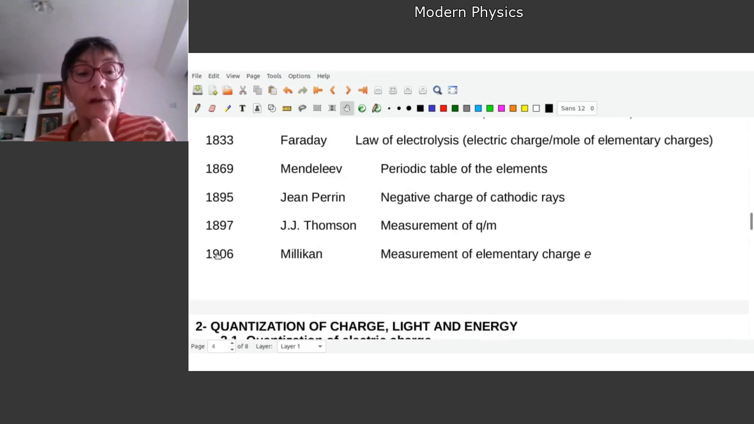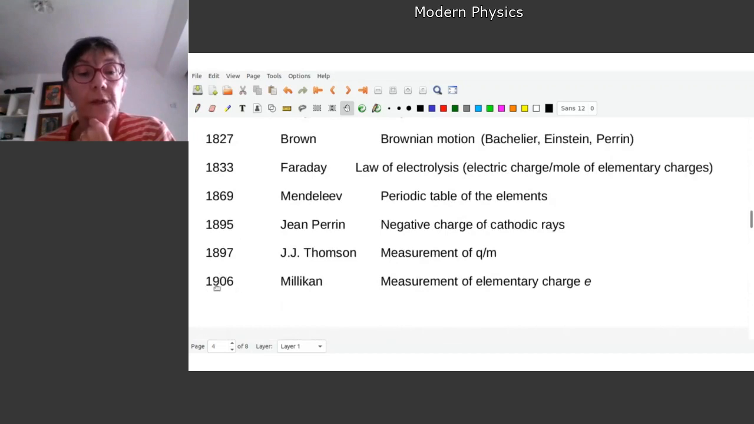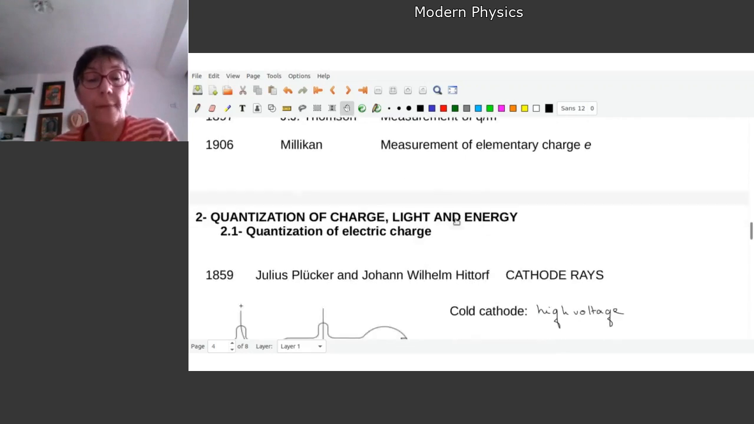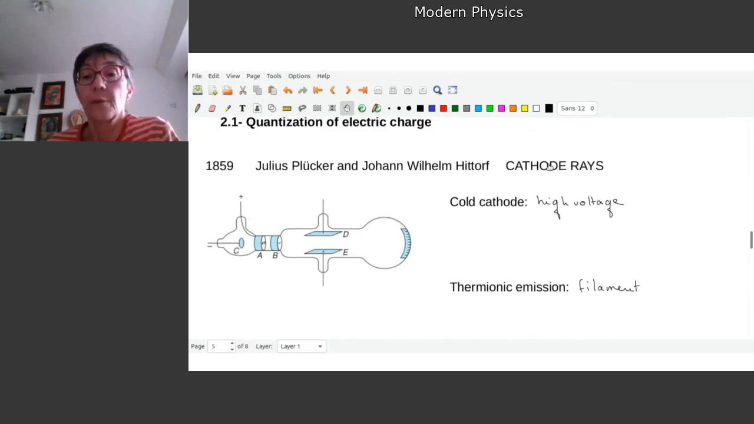And so I will stop this part on quantization of electric charge here with Millikan, at the beginning of the 20th century, when Thomson measured the ratio of the charge over the mass of the electron, and Millikan measured the value of the elementary charge of the electron, e. Okay. So first, I have to speak about what a cathode ray is.